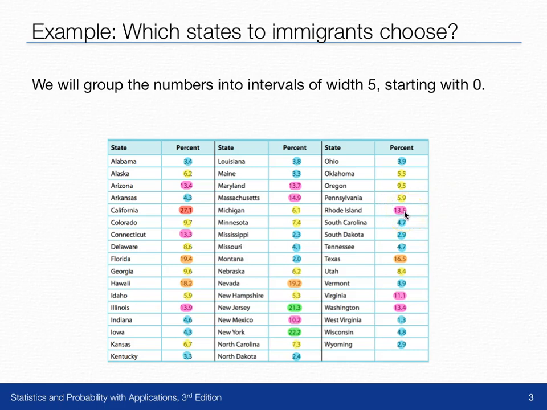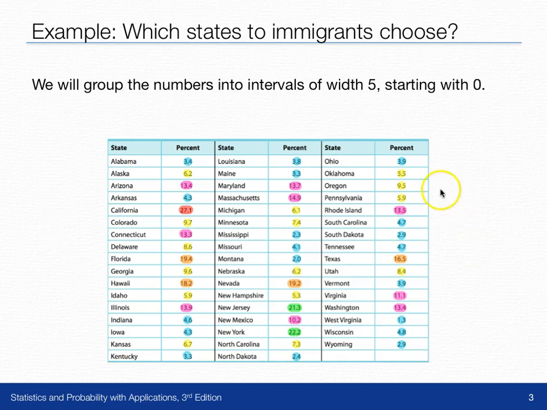Values from 15.0% to 19.9% are shaded orange. And the ones over 20% are shaded either green or red.